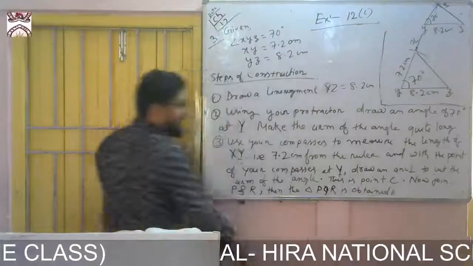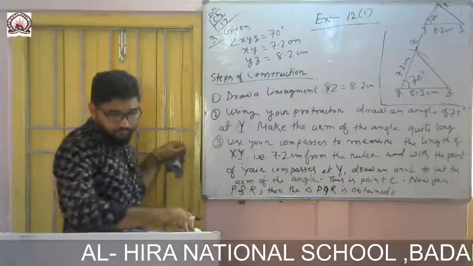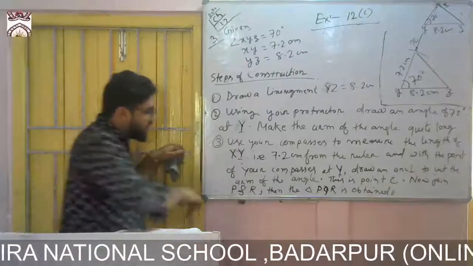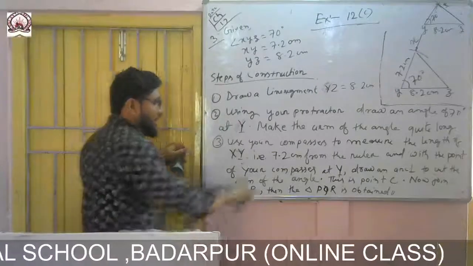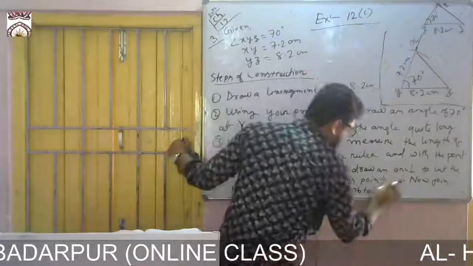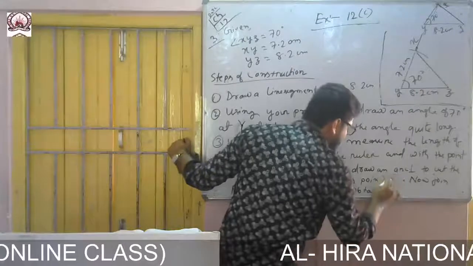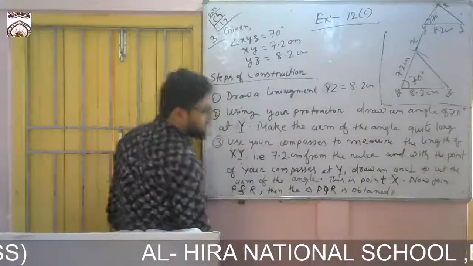draw an arc to cut the arm of the angle. This is the point X, where the point of intersection is. Okay, this is the point X.